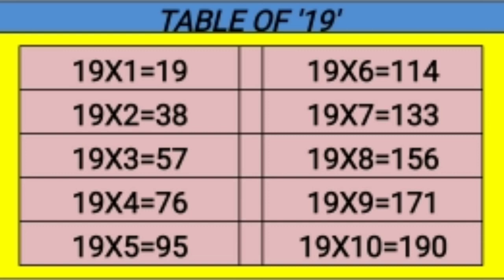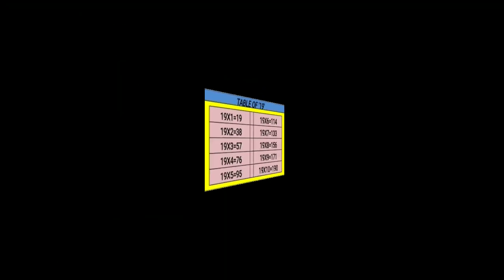19 sixes are 114. 19 sevens are 133. 19 eights are 152. 19 nines are 171. 19 tens are 190. Table of 20.